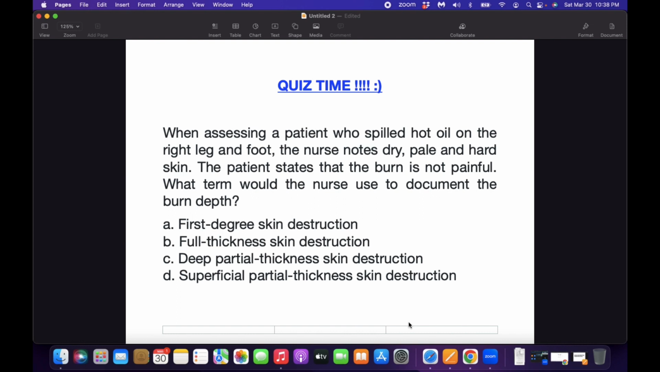A. First degree skin destruction. B. Full thickness skin destruction. C. Deep partial thickness skin destruction. Or D. Superficial partial thickness skin destruction. I'll give you 1 minute to think of your answer.